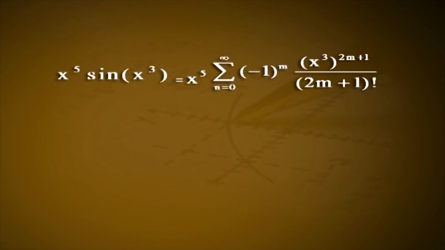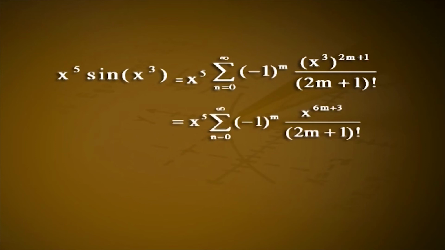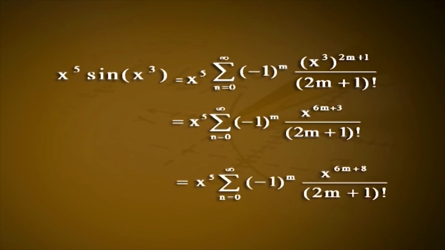Problem number 6. Find the Taylor series centered at 0 for f of x is equal to x raised to 5 sin x raised to 3. Solution. x raised to 5 into sin x cube is equal to x raised to 5 into sigma n is equal to 0 to infinity minus 1 all to the power of m into x cube all to the power of 2m plus 1 by 2m plus 1 factorial, which is equal to x raised to 5 into sigma n is equal to 0 to infinity minus 1 all to the power of m into x raised to 6m plus 3 by 2m plus 1 factorial, which is equal to x raised to 5 into sigma n is equal to 0 to infinity minus 1 all to the power of m into x raised to 6m plus 8 by 2m plus 1 factorial.